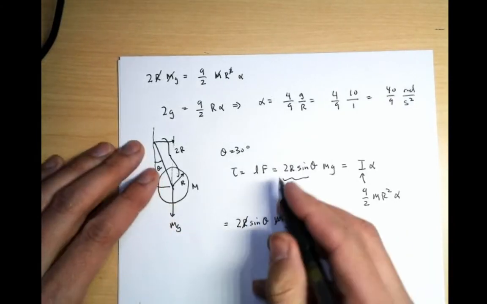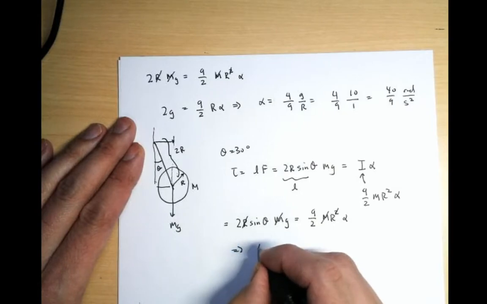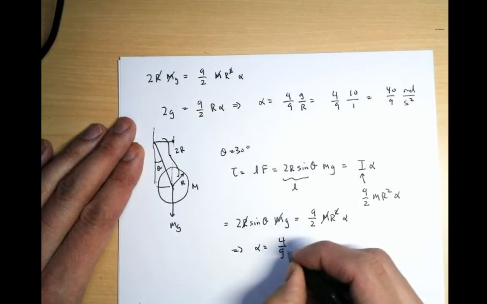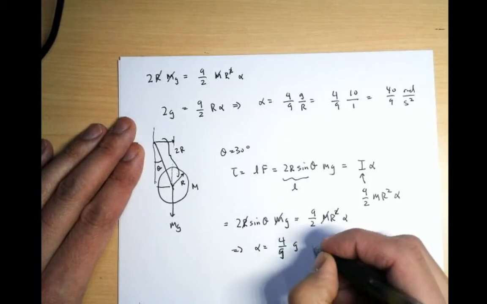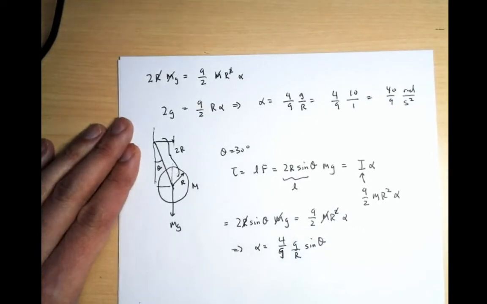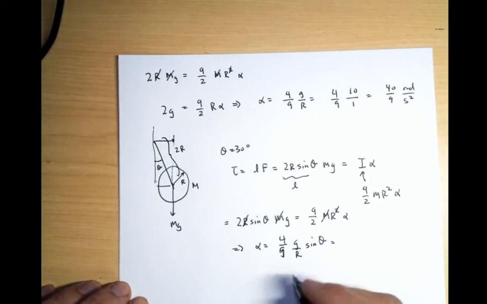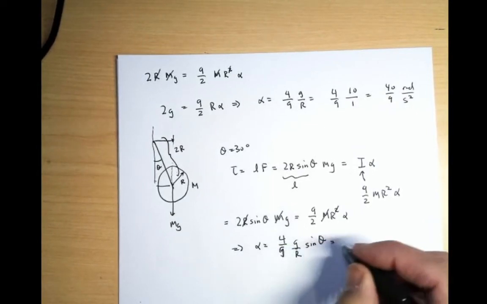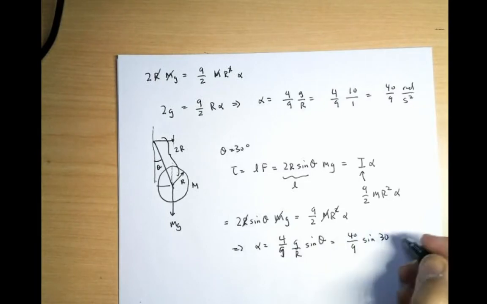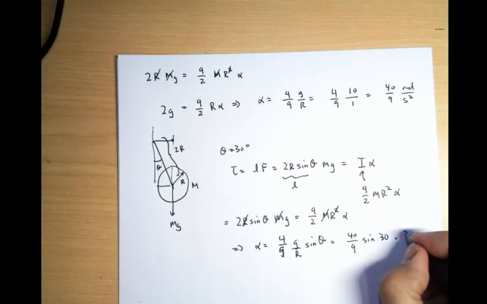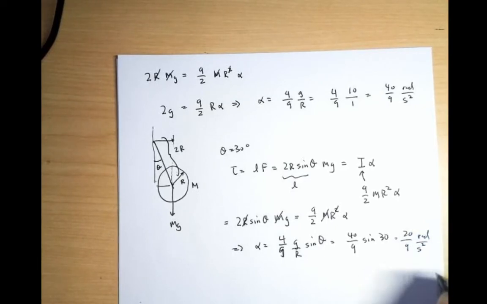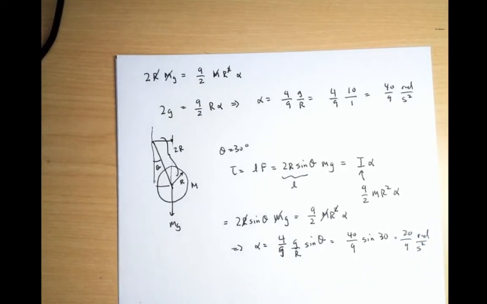And so the only difference here, you solve it, alpha is equal to 4 ninths G over R times sine of theta, right? So if you work this out, this again is going to be 40 over 9 times sine of 30 degrees. Sine of 30 degrees is a half, so it's 20 over 9 radians per second squared. Okay, so that's very nice.